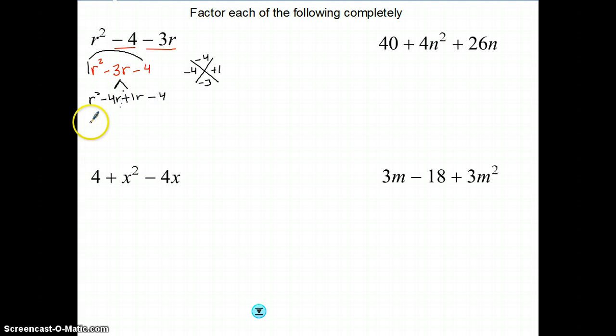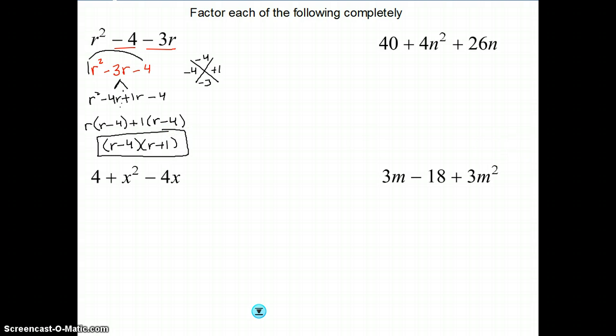Split this down the middle and take out the common factor of r, leaving us with r minus 4. And on the right, the only thing I can take out is a positive 1, leaving me with r minus 4. I see an r minus 4 repeated, so I factor that out, leaving me with r plus 1.